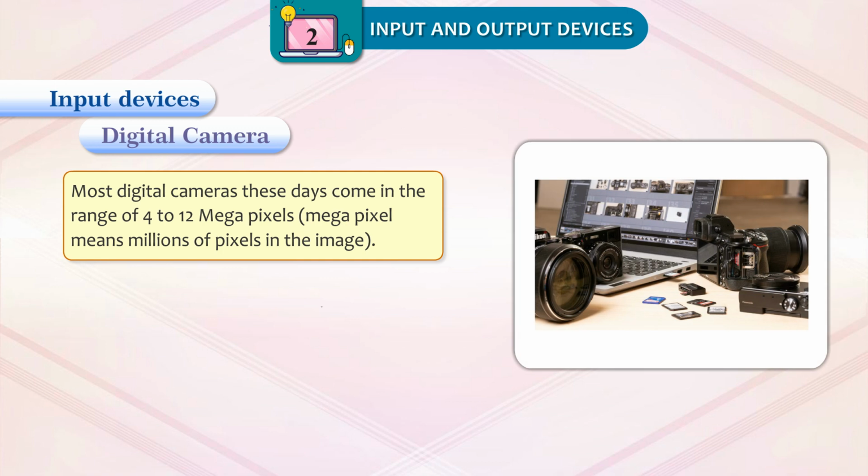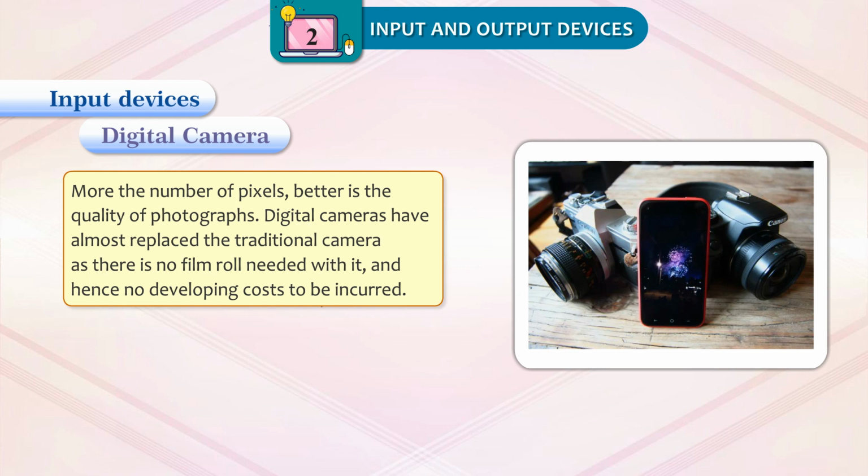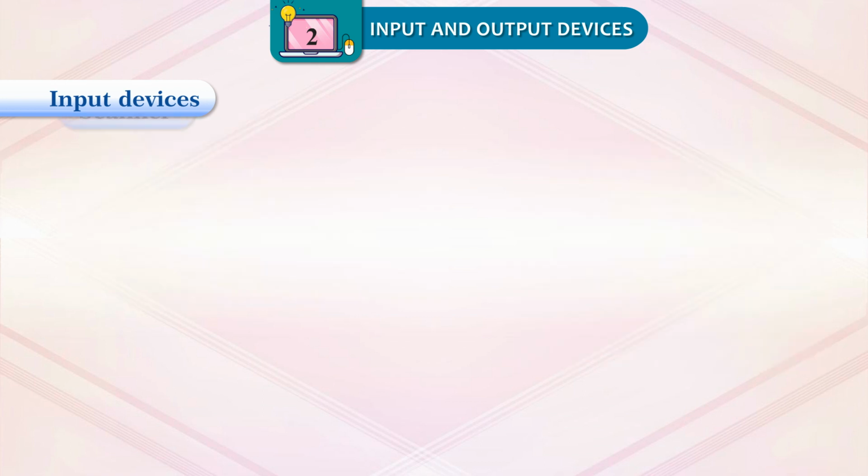Most digital cameras these days come in the range of 4 to 12 megapixels. Megapixel means millions of pixels in the image. The more pixels, the better the quality of photographs. Digital cameras have almost replaced the traditional camera as there is no film roll needed with it, and hence no developing costs to be incurred.